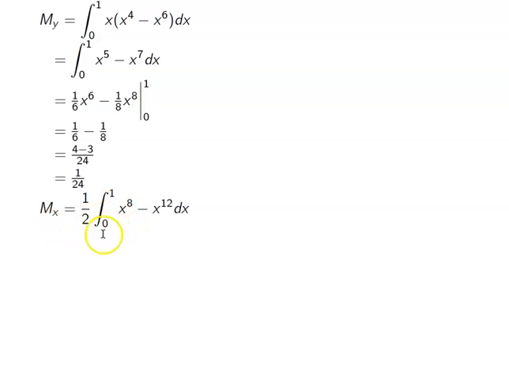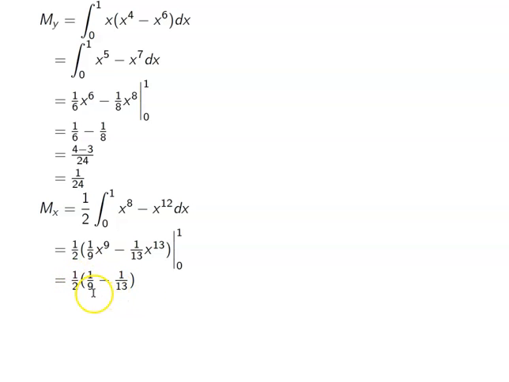Mx is the same thing. I'm just going to plug in x to the fourth and square it, plug in x to the sixth, my g function, square it, and then subtract them. Again, I don't actually have to do anything here. It's just a polynomial. So this turns into 1/9, x to the ninth, 1 over 13, x to the 13th, with the 1/2 in front. Same thing, when I plug in 0, these both go to 0. When I plug in 1, it's just 1 over 9th minus 1 over 13th, okay, with the 1/2 here.